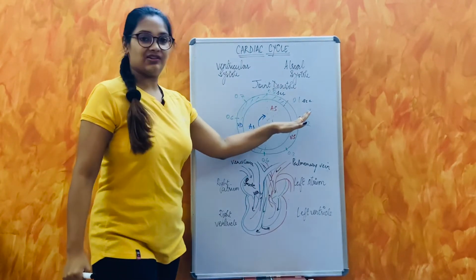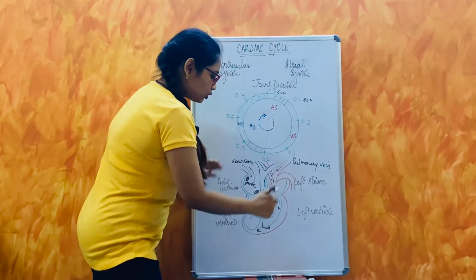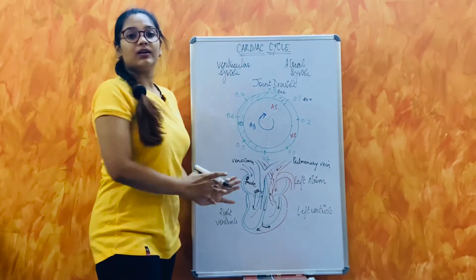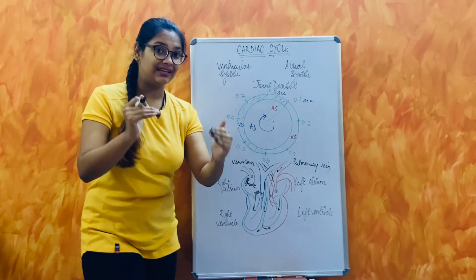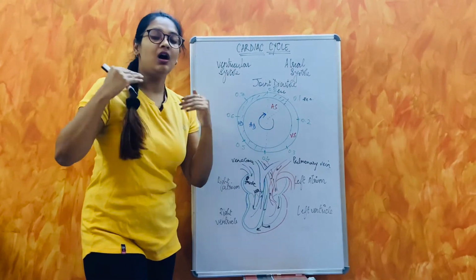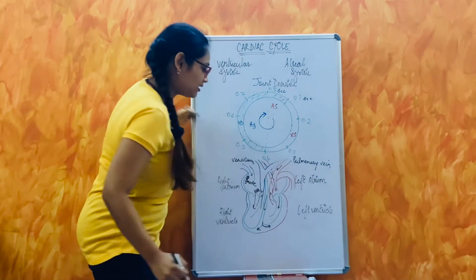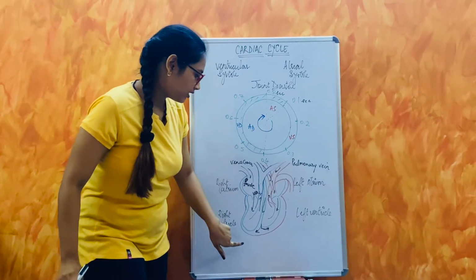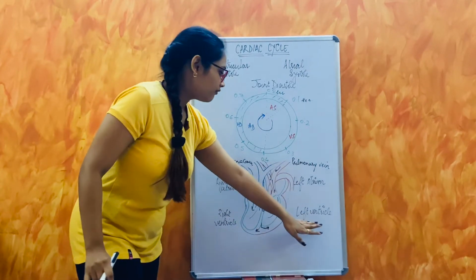So as soon as the atrial systole ends, the ventricular systole starts. Now the ventricles are contracting as a whole. When the ventricles are contracting, the pressure inside the ventricles increases as compared to the vessels into which it has to send the blood. Namely these vessels here, this is the pulmonary artery which is taking the deoxygenated blood from the right ventricle, and this is the aorta which is taking the oxygenated blood from the left ventricle.